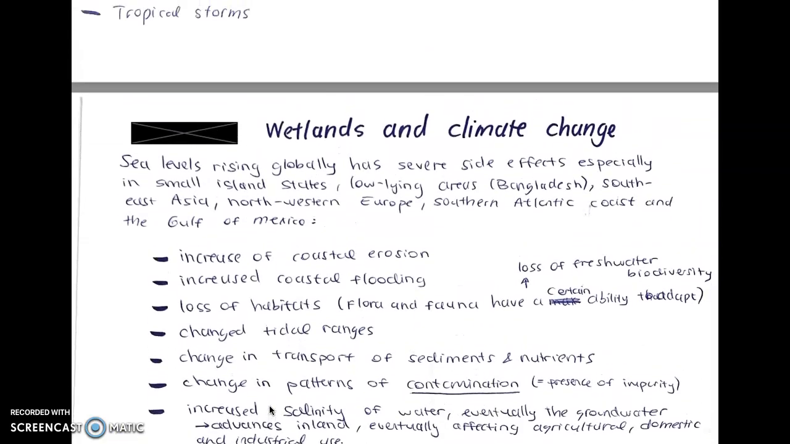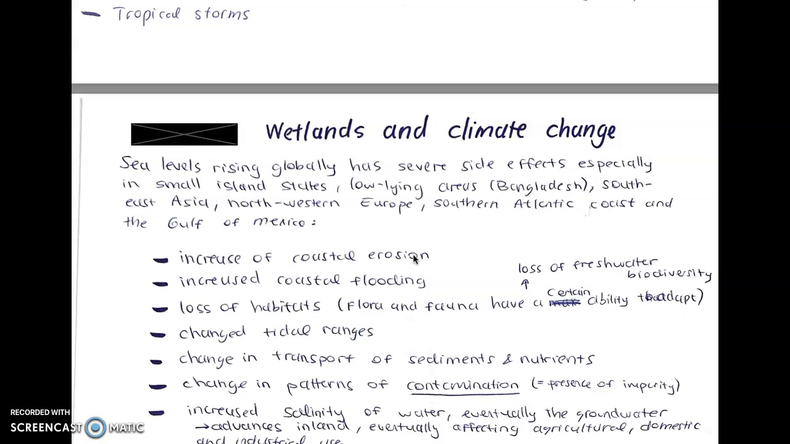Wetlands and climate change. Because sea levels are rising globally, this has a severe effect on wetlands, especially in small islands, low-lying areas such as Bangladesh and many others. So due to sea levels rising, there's an increase of coastal erosion. Increase of coastal erosion is due to clear water erosion. Increased coastal flooding, just in general when the sea levels rise. Loss of habitats due to the drowning of the habitat of the specific species. So this also leads to a loss of freshwater biodiversity.